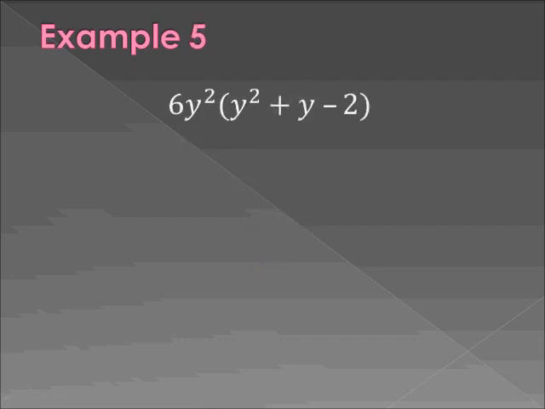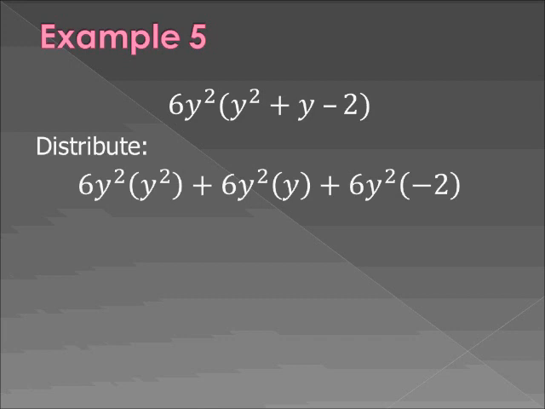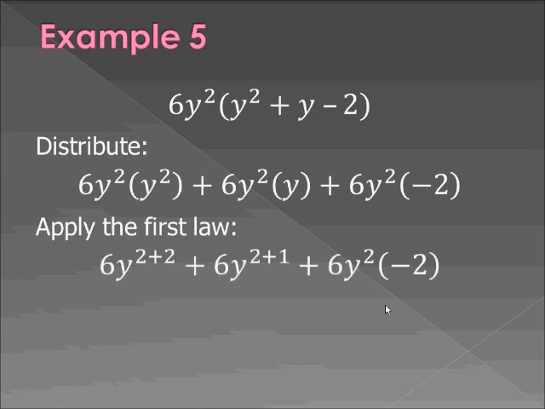Example 5, 6y squared times the quantity y squared plus y minus 2. You might imagine that you have to use the distributive property, and you'd be right. So let's distribute the 6y squared to each term. 6y squared times y squared plus 6y squared times y plus 6y squared times negative 2. And now you're going to apply the first law to the first and second terms. Y squared times y squared is just adding the exponents together. Same with the y squared times the y. And of course there's no y in the third term, so you just distribute the negative 2. So you end up with 6y to the fourth plus 6y cubed minus 12y squared.